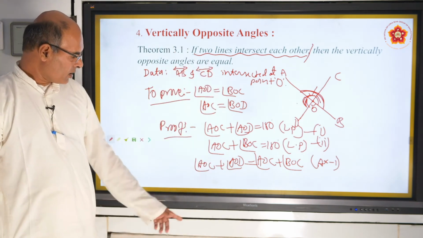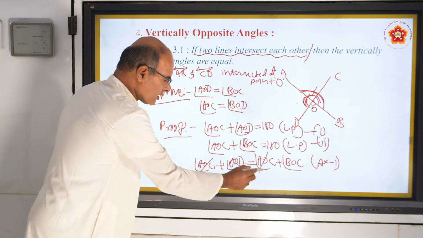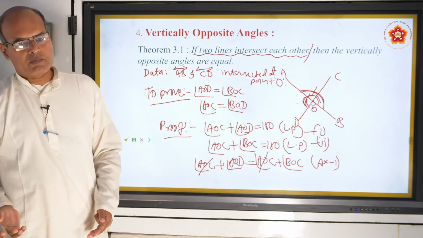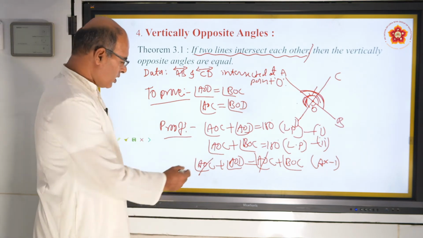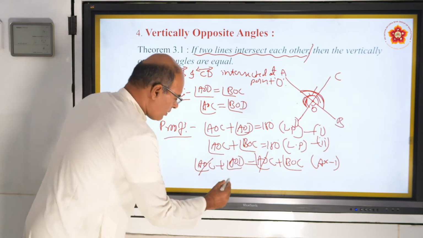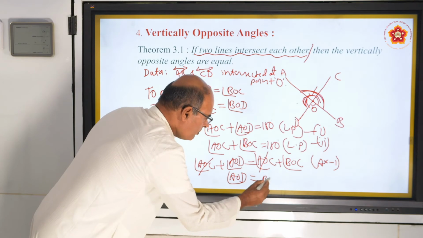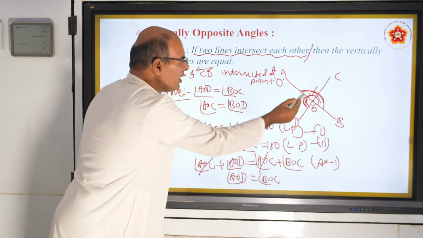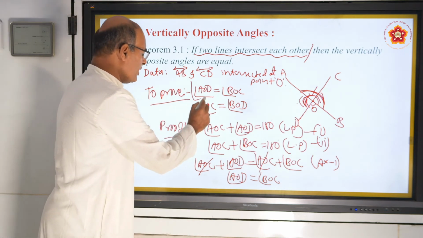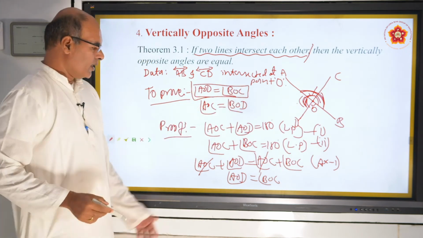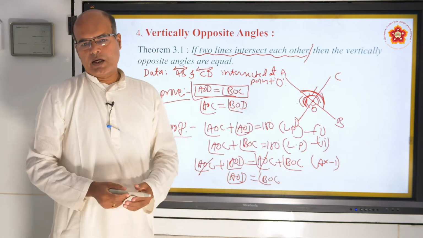Look at this equation. On both sides we have AOC. We can remove it. That is axiom number 3: if equals are taken from equals, then the remainders are equal. So if I remove AOC from both sides, we get AOD equal to BOC. AOD is here, BOC is here. They are equal. That's what we needed to prove. In the same manner, we can also prove that angle AOC is equal to angle DOB.